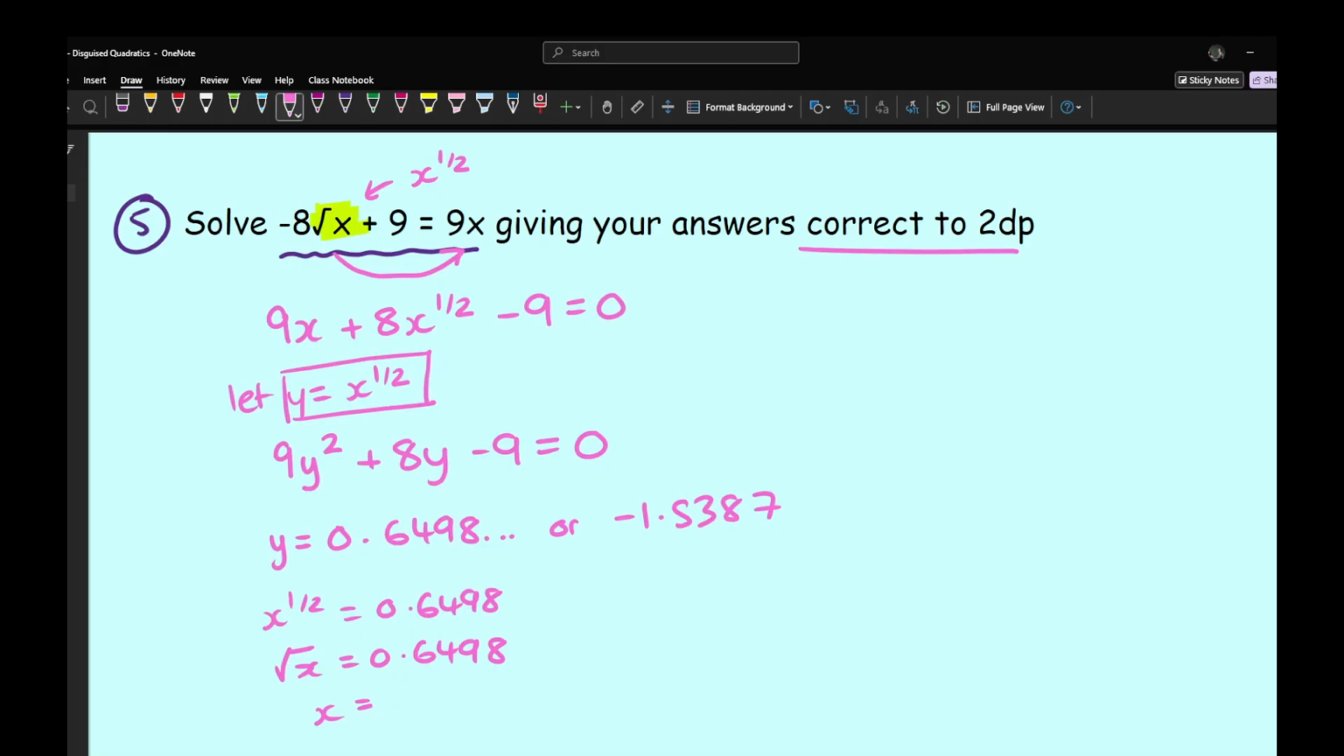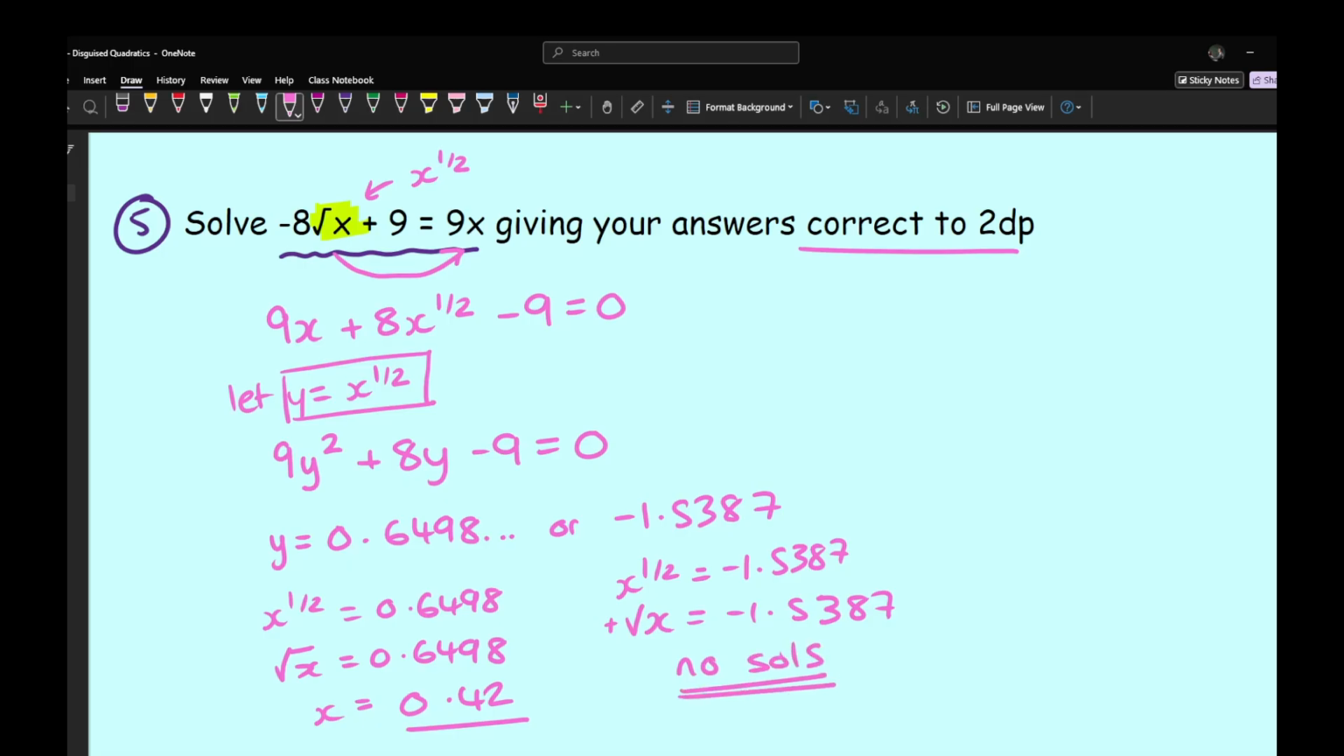0.6498 squared gives me a value of 0.42 to 2 decimal places. And if x to the half equals minus 1.5387, that means root x is going to equal minus 1.5387. Now the root of a positive integer cannot equal a negative number, so although you may be tempted to square both sides, the fact that this is a positive root means that we can't end up with a negative answer, so this is going to produce no solutions.